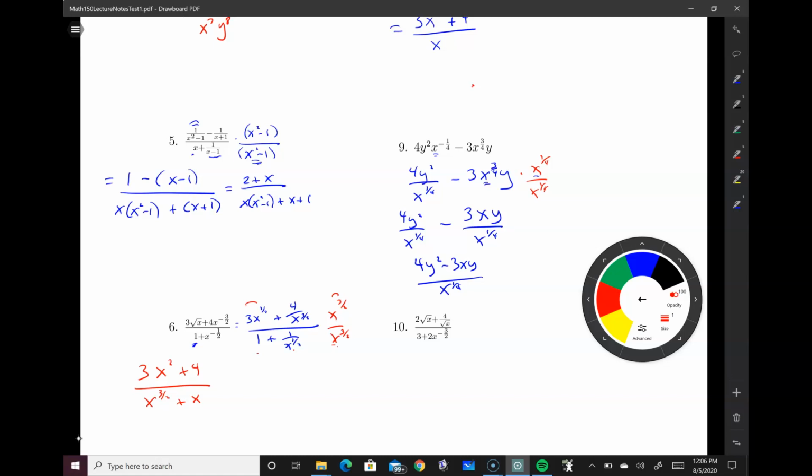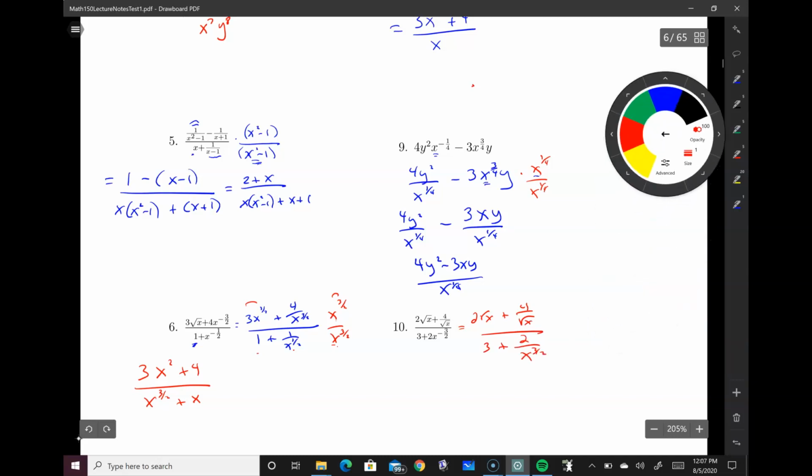And this one's similar again, but not quite, so I'm just going to take the time to rewrite it. So 2 root x plus 4 over root x, 3 plus 2 over x to the 3 halves. Okay, doing lots of these because this is just kind of algebra that you'll need to do, so I want to make sure you're comfortable with it. So multiplying top and bottom by x to the 3 halves. So getting rid of the fractions. This is using the least common denominator.